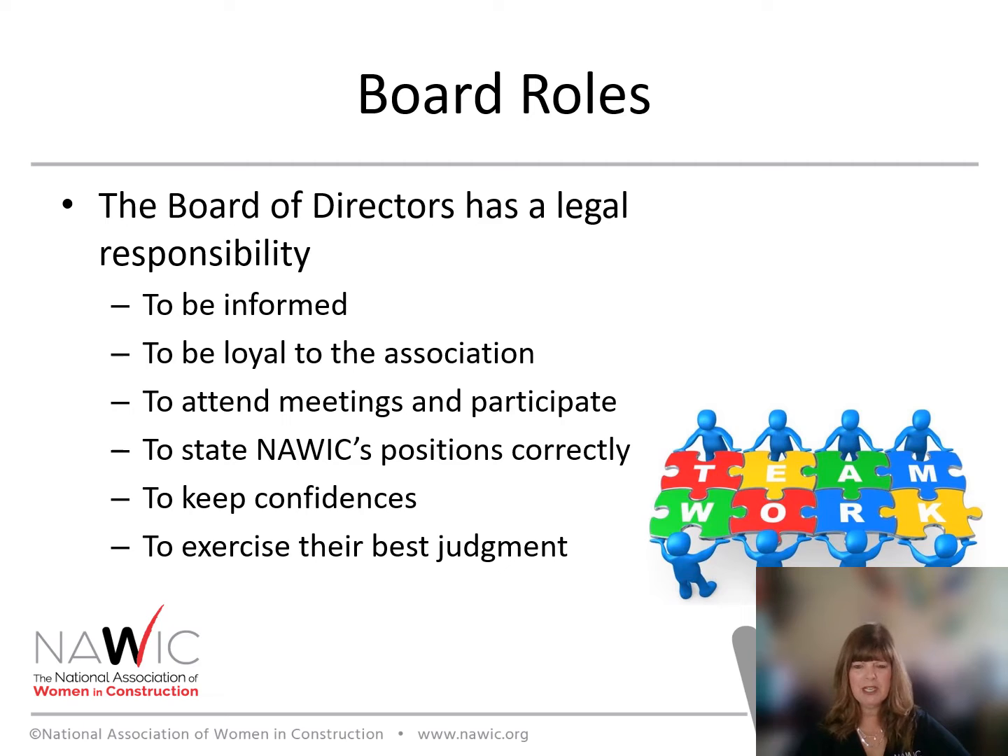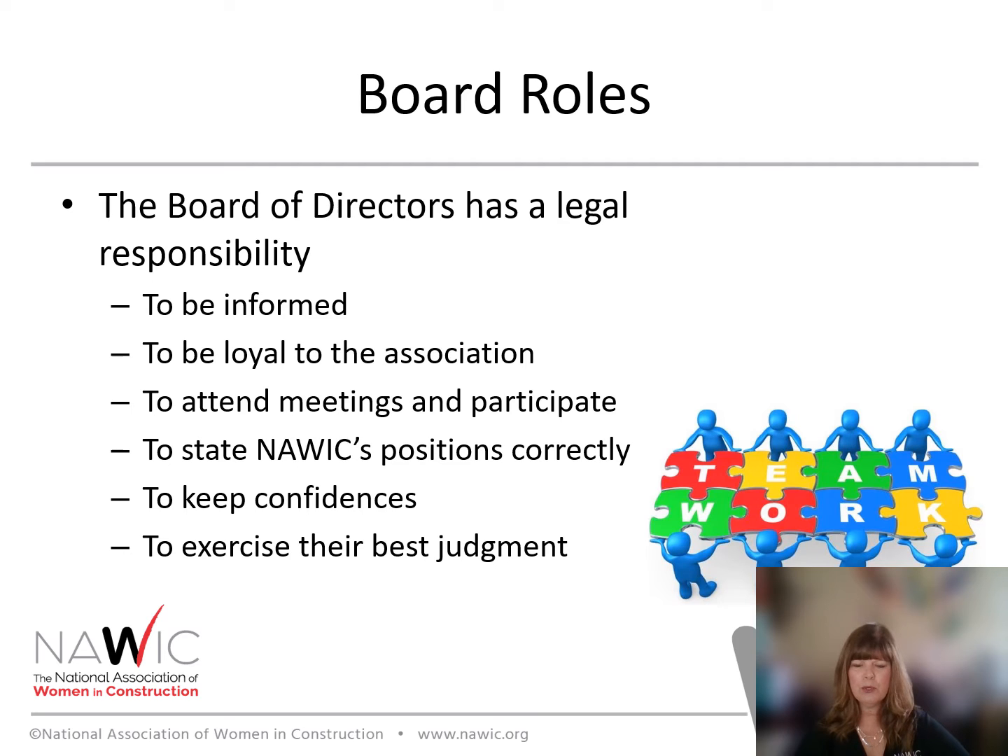The board members should attend all board meetings and chapter meetings. We all have personal commitments that keep us from attending chapter meetings, but the board meetings are necessary to accomplish the goals of the chapter. NAWIC's position on any subject should be stated correctly. The chapter board of directors should not release any statements without the approval of the national board.